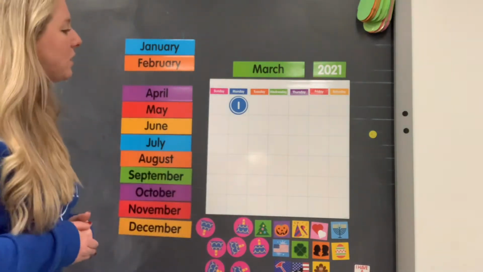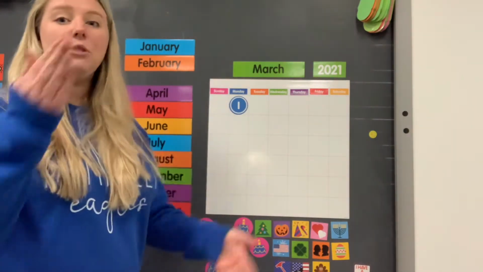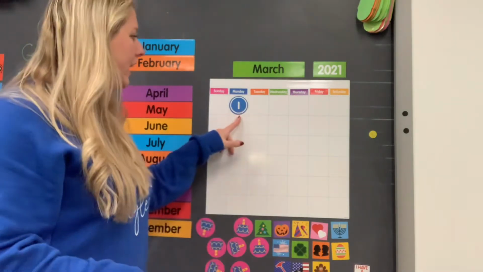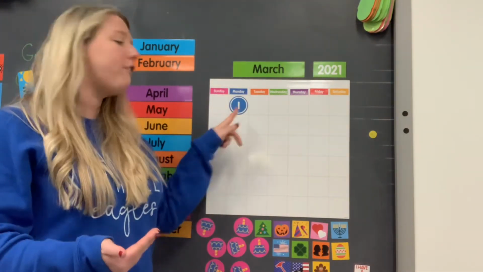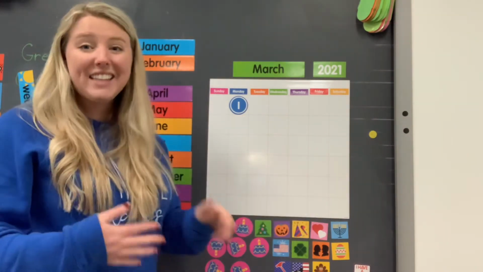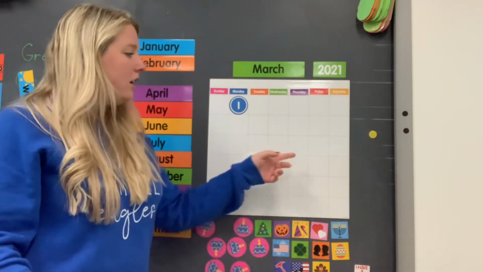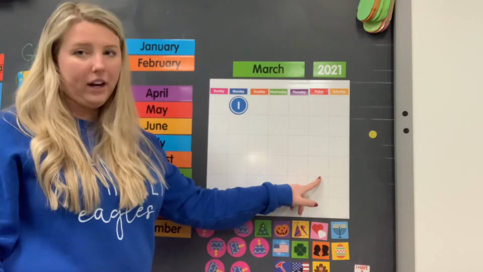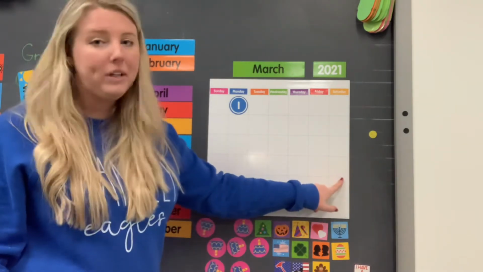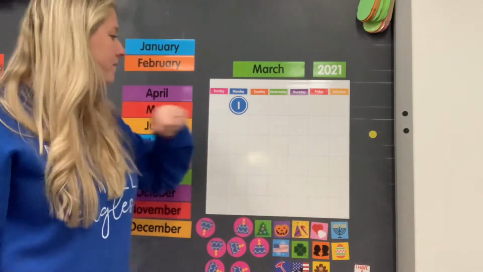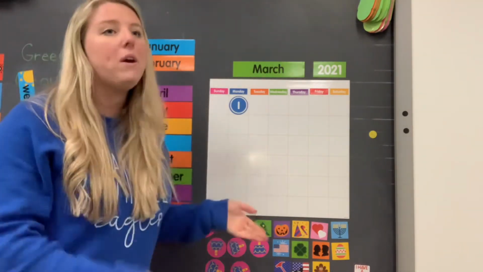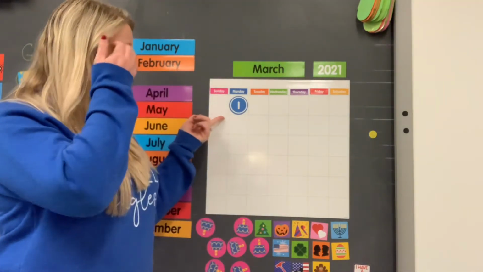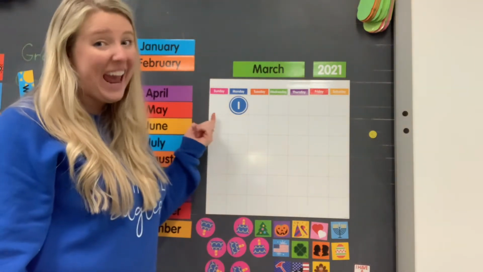Good job. Okay, so let's take a look. I had to change out the calendar. So look here. If we go backwards, you left on a Friday, which was the 26th of February. Okay, so if it was the 26th of February on Friday, it would be the 27th on Saturday, the 28th on Sunday.